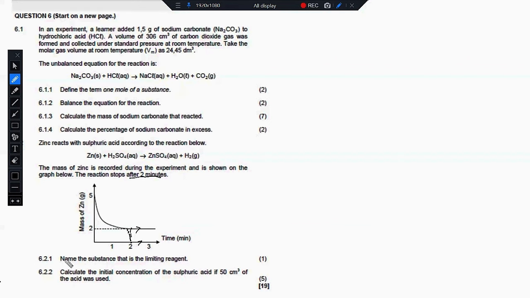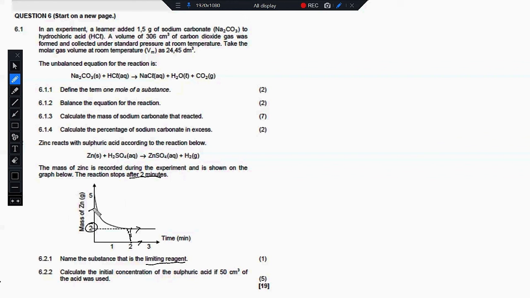Now 6.2.1 says, name the substance that is the limiting reagent. Now looking at this, we can see that the reaction comes to completion, but the mass of zinc is still 2 grams at that moment, meaning zinc was in excess.